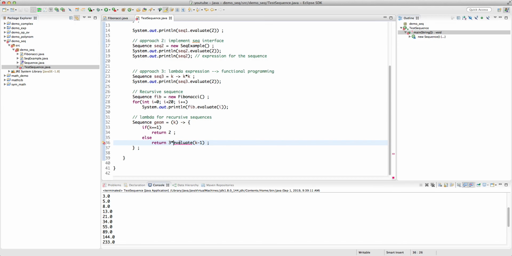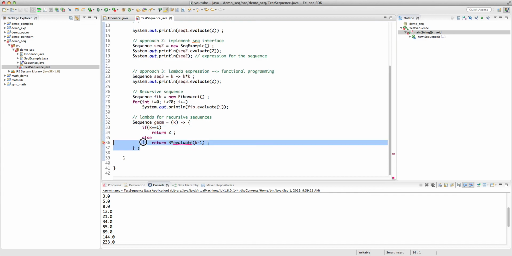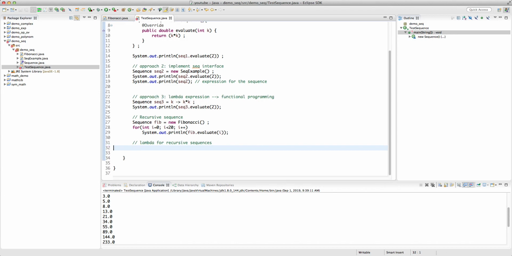basically just use the recursion in this fashion. Whenever you call the evaluate method, you check the initial conditions and then call the other evaluate method on the other terms. Okay, but if you have, instead of recursion, a definition or a definite expression for the sequence, you can definitely use lambda expressions.